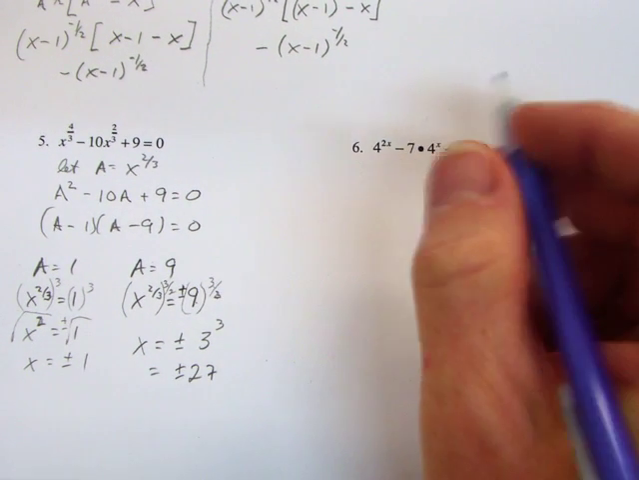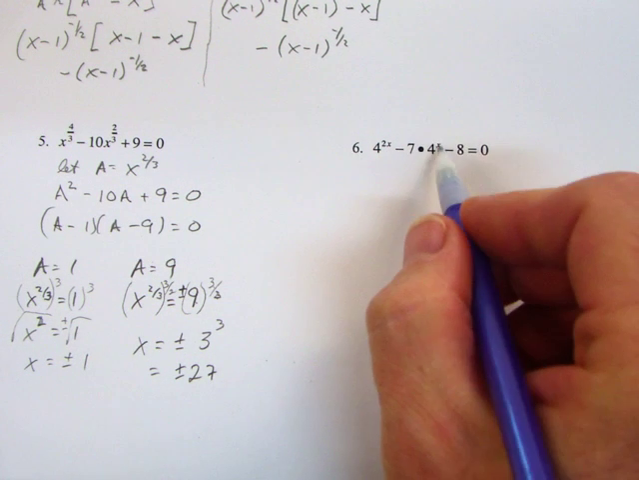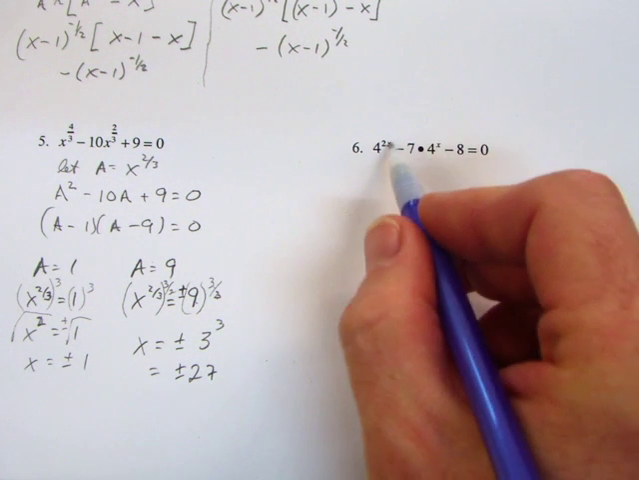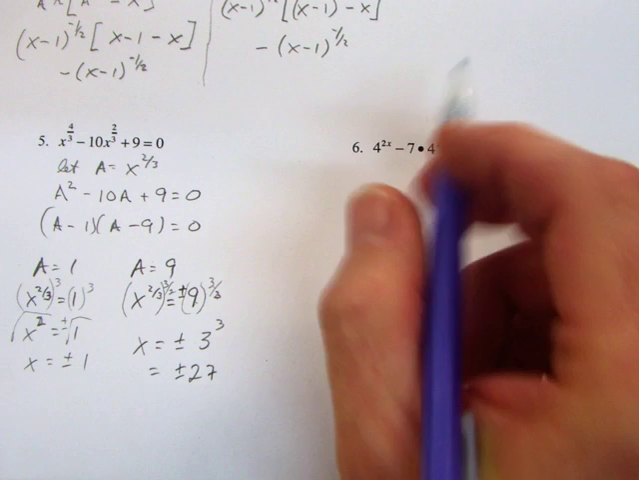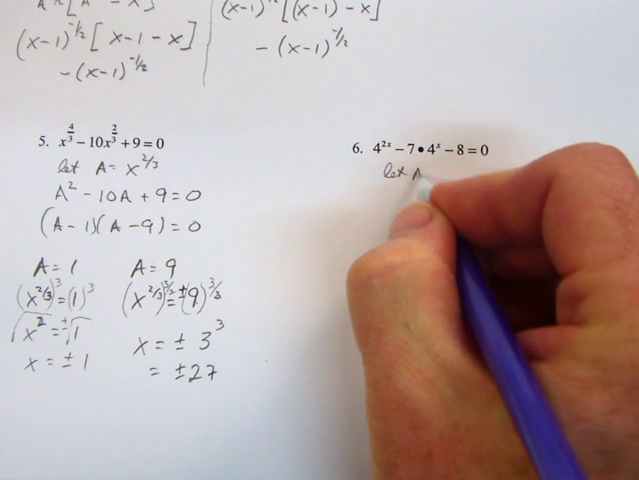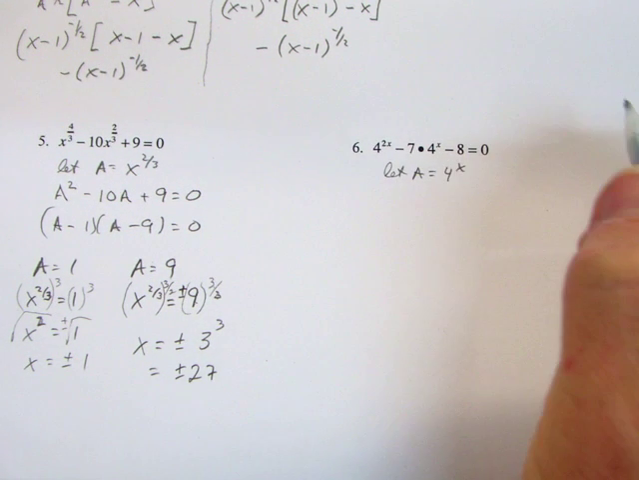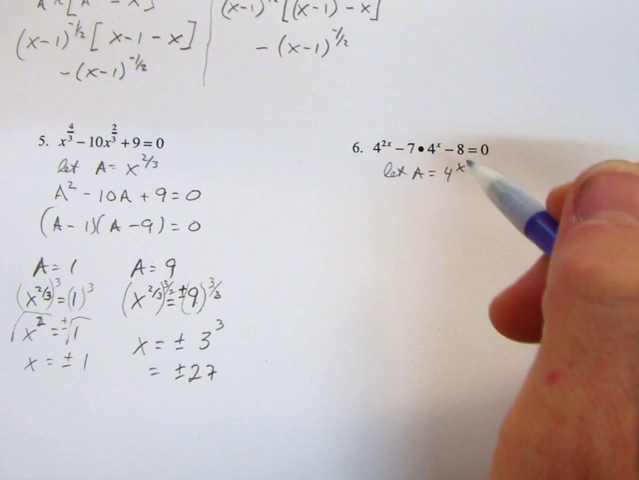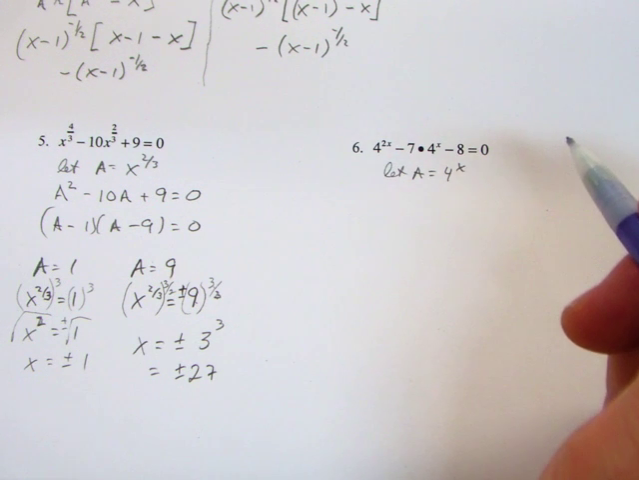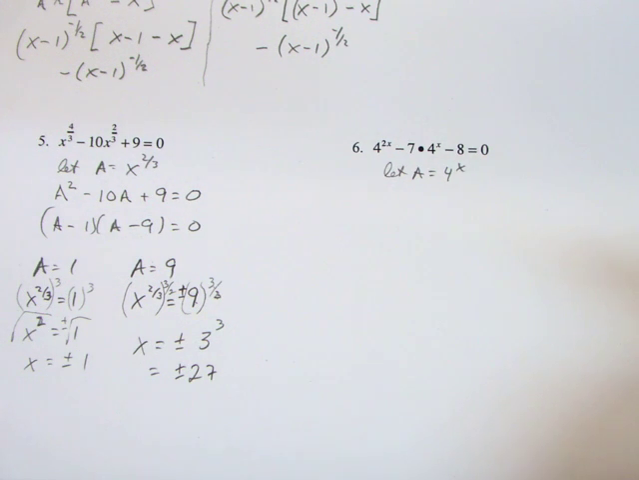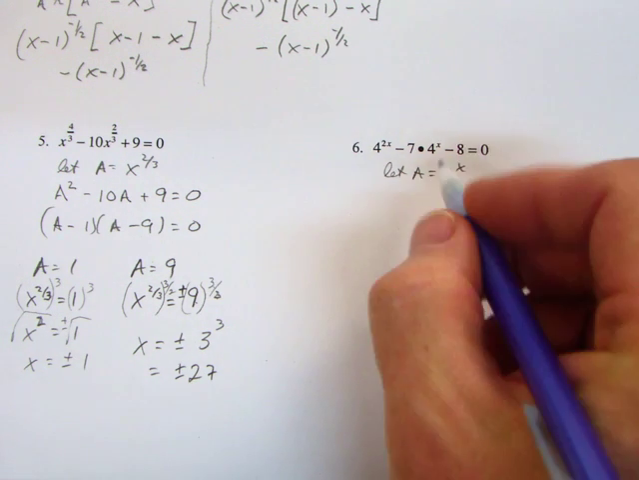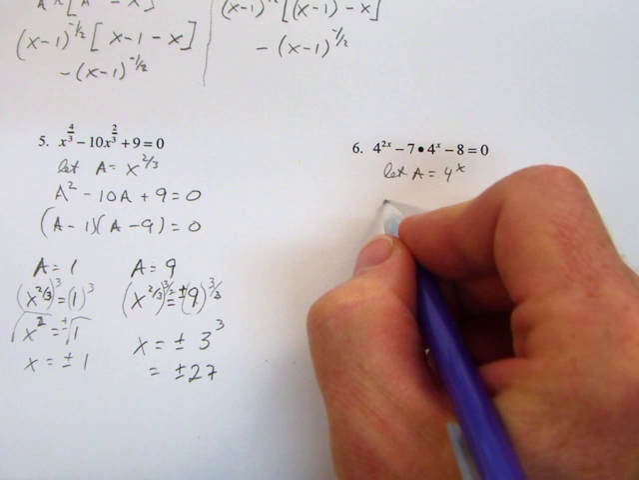Let's take a look at the next one. Again, a similar setup. We have 4 to the x. What do you do to 4 to the x to get 4 to the 2x? Square it. So we can say let a equal 4 to the x. Now, is it required to do a substitution every single time? No. In fact, the goal will be eventually to try to do it without doing a substitution. But at least for now, that's a good way to start.